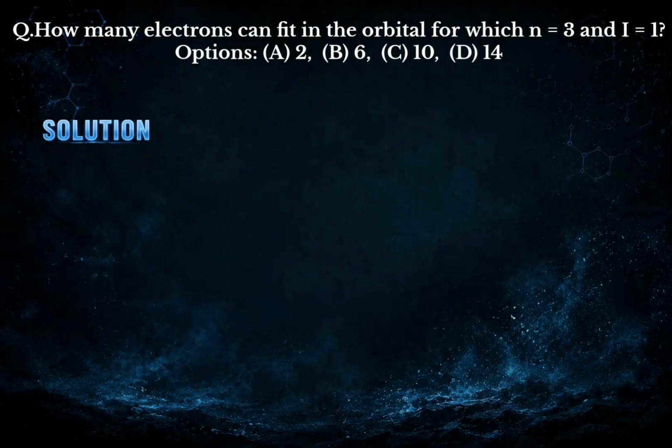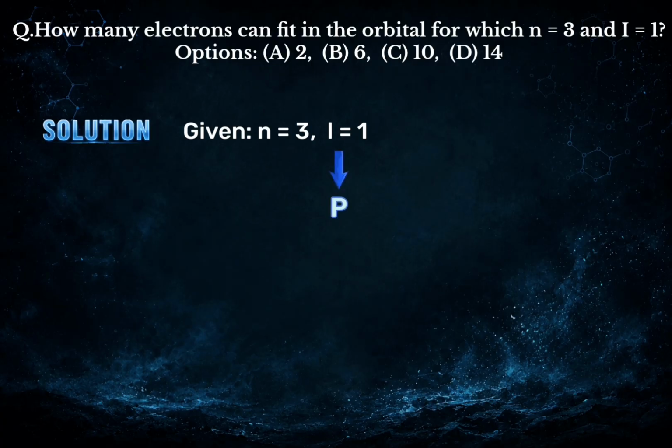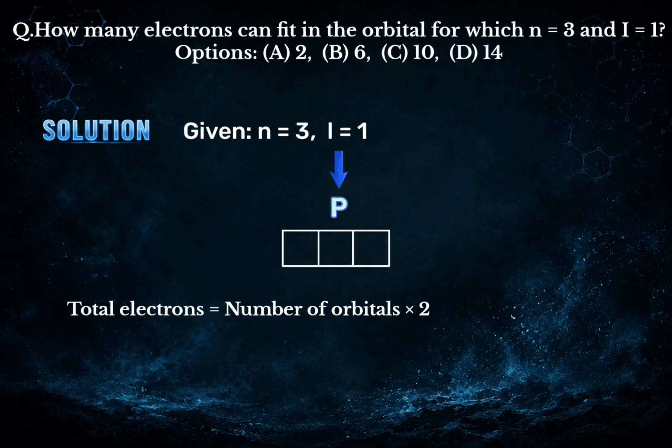How many electrons can fit in the orbital for which n equals 3 and L equals 1? Options: A, 2; B, 6; C, 10; D, 14. We are given n equals 3 and L equals 1. The value of L equals 1 means the electron is in the p subshell. Now, the p subshell has 3 orbitals, and we already know that each orbital can hold a maximum of 2 electrons. So, total electrons equals number of orbitals times 2 equals 3 times 2 equals 6. So, the correct answer is option B, 6 electrons.